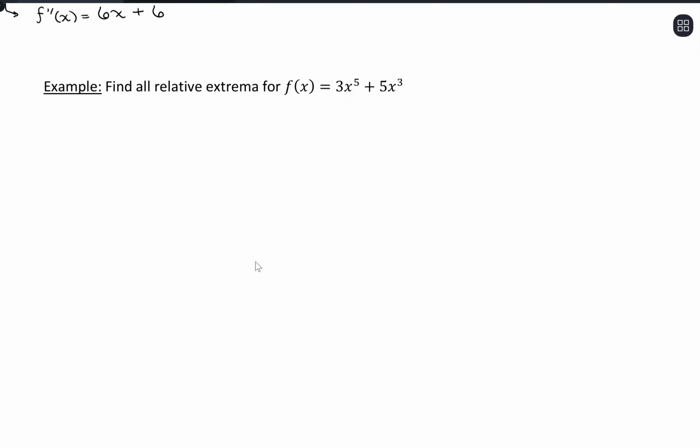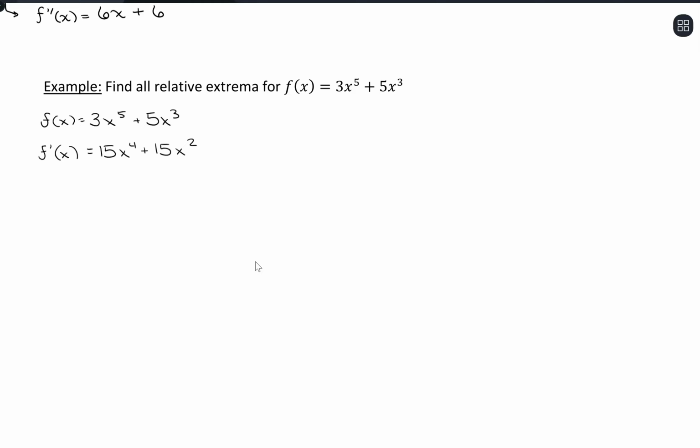All right, so we have our function. I'm just going to write it again. So 3x to the 5th plus 5x cubed. We're going to take the first derivative. So 15x to the 4th plus 15x squared. And we want to find our critical values. So let's go ahead and set this equal to 0.